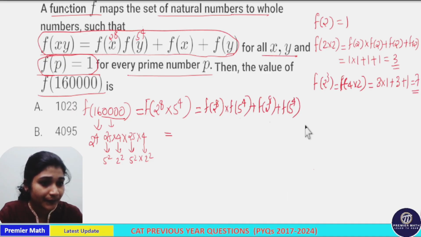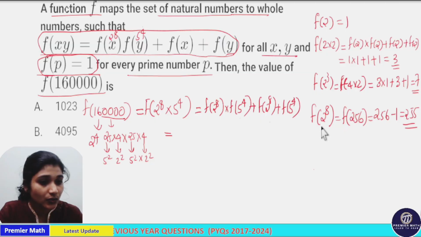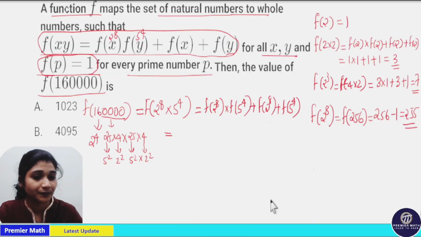Now if you look at this, f of 2 is 1, f of 4 is equal to 3, and f of 8 is equal to 7, which means f of 2 raised to 8 is equal to f of 256, which is equal to 256 minus 1, which is 255. 2 raised to 8 is equal to 256. So f of 2 raised to 8 means 256 minus 1, 255.